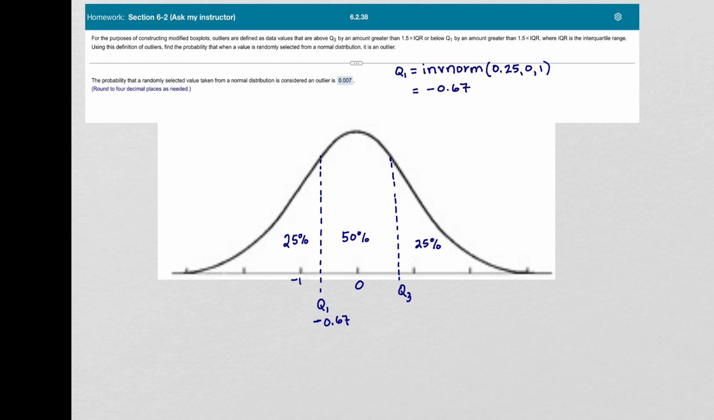You probably would not know that in advance. Now we're going to find Q3. And similarly, I'm going to say, well, what percentage of values fall below Q3? And that's 75% that fall to the left or below Q3. So when I put this into the calculator, I get positive 0.67. Okay, so now I know where those are. And now I can calculate my interquartile range. And that's just Q3 minus Q1.